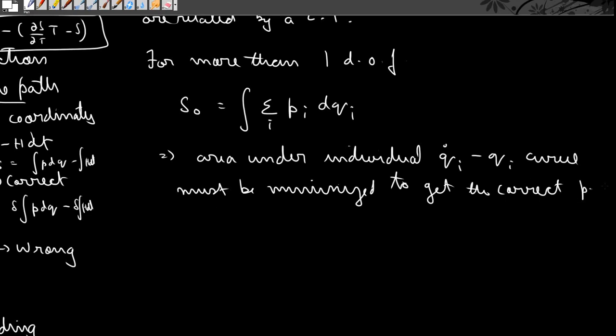Correct path. Okay, so it is just a direct extension of the one-dimensional case where the degree of freedom was 1, and now we are saying all the q_i's are independent, and therefore to minimize S0 we need to minimize all of these independent curves. Okay, only then the total S0 will be minimized, and therefore we'll get the correct path.